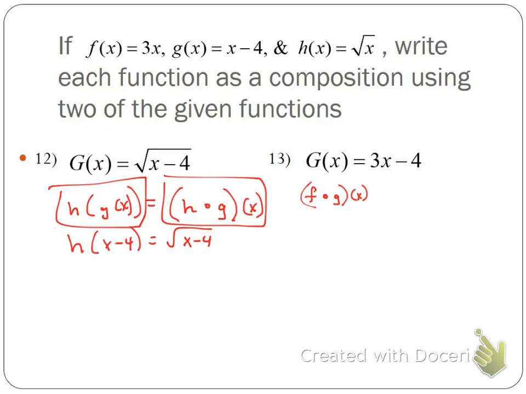Let's see. F of g of x. What is g? X minus 4. F of x minus 4. So here's my f function. 3 times x minus 4. That's not right. Okay, so what's that tell you then, Shayla? What's your answer? You really don't want to talk to me today, do you? So it's not f of g of x.